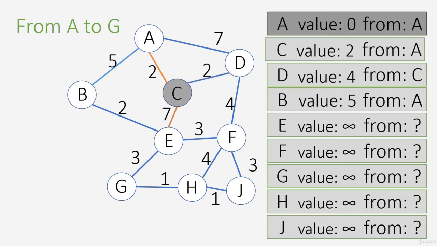So I can get to E, and it takes me 2 plus 7. So I changed the value of E to 9, and I got here from C. And these are all the edges that lead from C. So C is done, and I can delete it from priority queue. Now I grab D from priority queue and see where I can get from D.